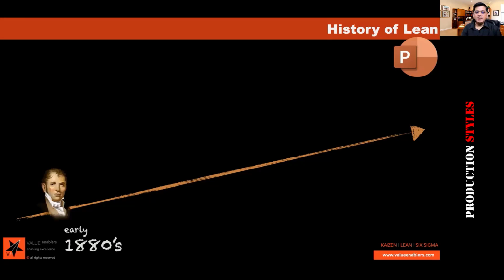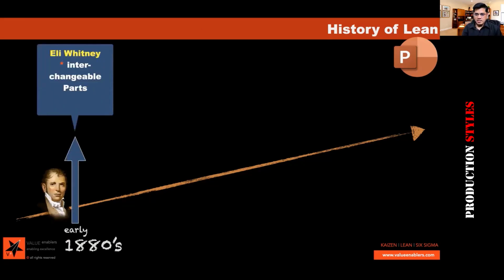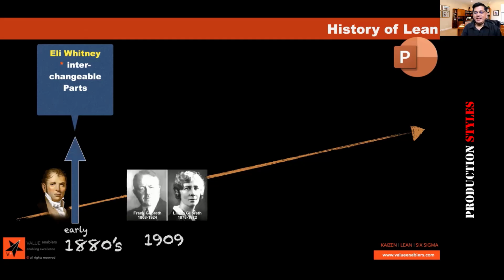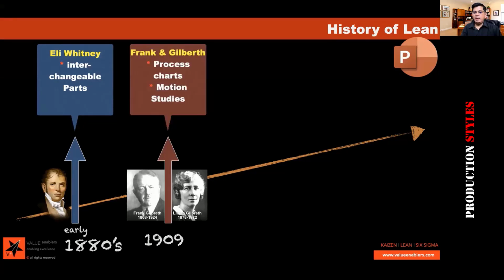Example, in the early 80s, there was this gentleman called Eli Whitney. So he designed what is called interchangeable parts. And this is also one of the lean thinking. Okay, the parts were interchangeable. I don't see any me in the comment box. Okay, in 1909, Gilbreth brothers, Frank made process charts and motion studies.